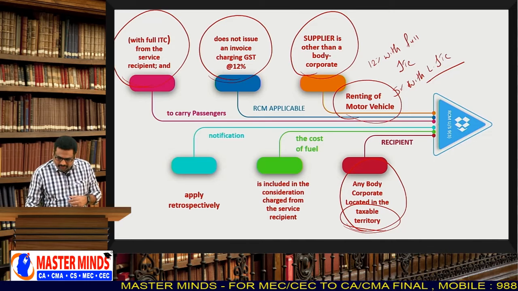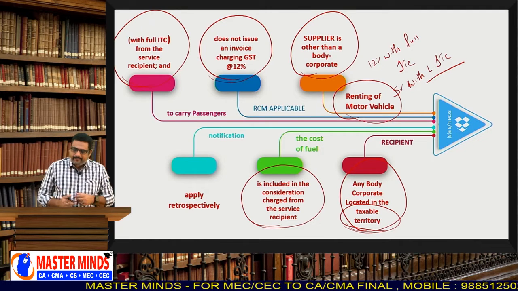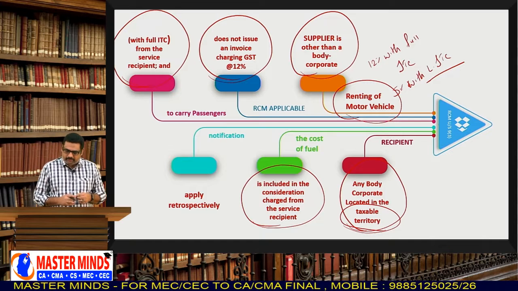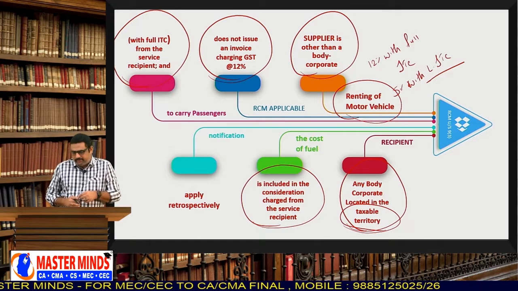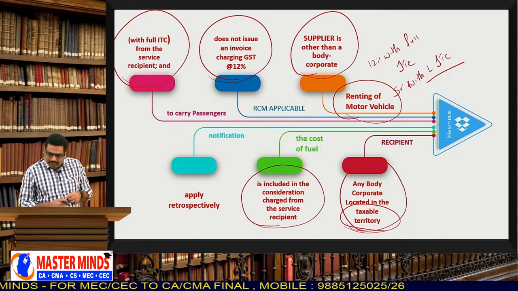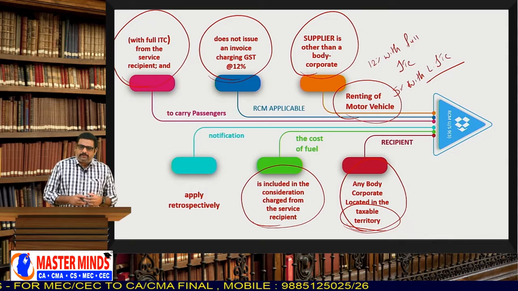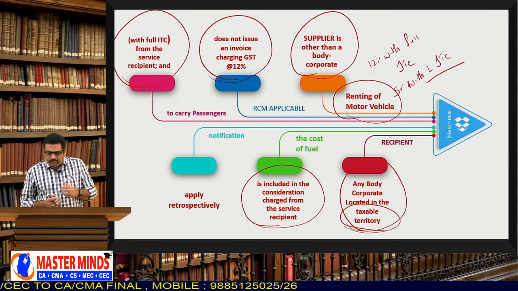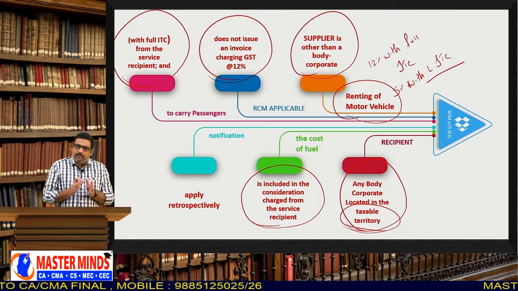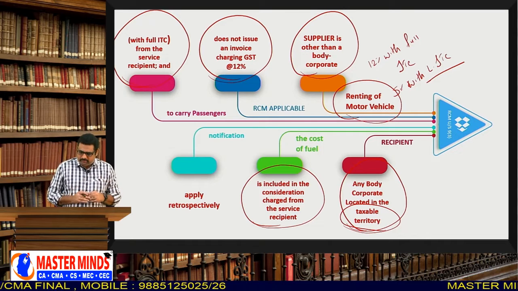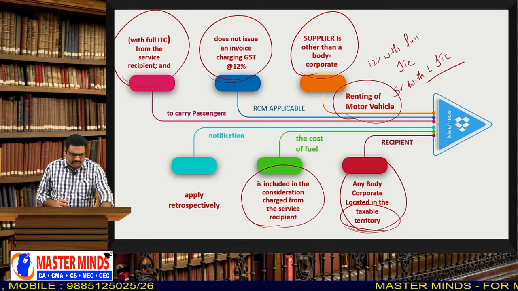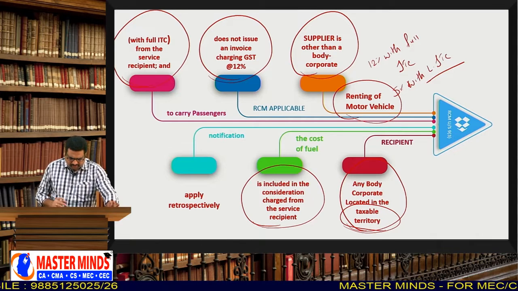And the most important thing is, the cost of the fuel is included in the consideration charged from the service recipient. So in order to apply the RCM concept, the consideration should include the cost of the fuel also. Then only RCM is applicable. Understood what I am saying? Sir, what is the need for this particular amendment? We will discuss it straight away.